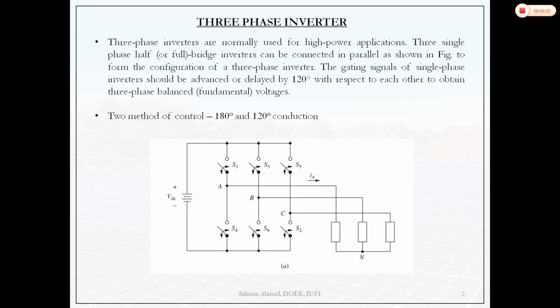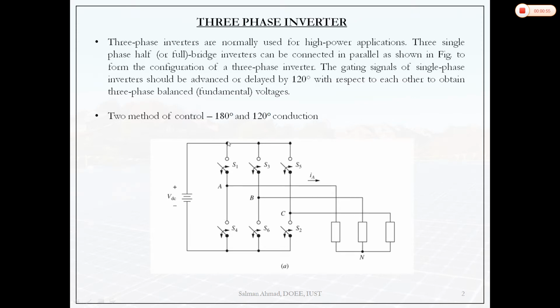So in this, we have three single phase half bridge inverters that are connected in parallel. As you have seen in the previous lecture, in the single phase half bridge inverter we were using two controllable switches. So here we are using six controllable switches, upper half and lower half. In the upper half you can see we have three switches. In the lower half we again have three switches.